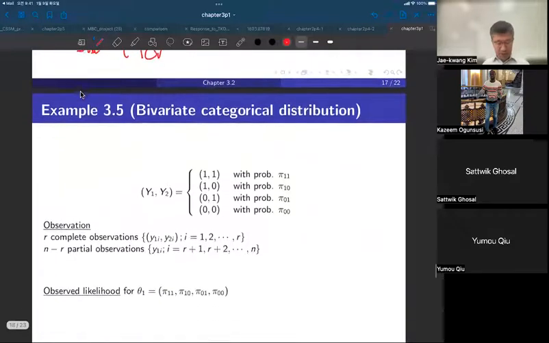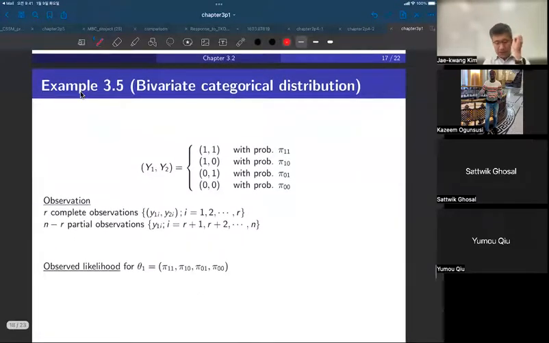So another one. This is the same. It's also an interesting topic. So you have a binary category, 0, 1. So y1 is a 0, 1 binary variable. y2 is also a 0, 1 binary random variable. Okay, that's it.